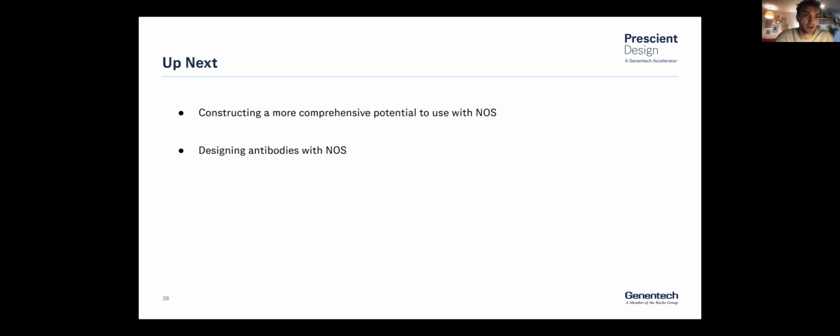So in the next section, we're going to show how this method can be used in tandem with a more comprehensive potential to do the kinds of things that we care about in protein design, which is multi-objective optimization, uncertainty-aware optimization, and we're going to show how we can use this to design actual antibodies.